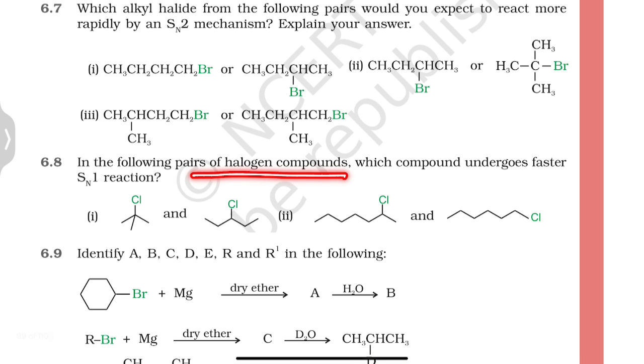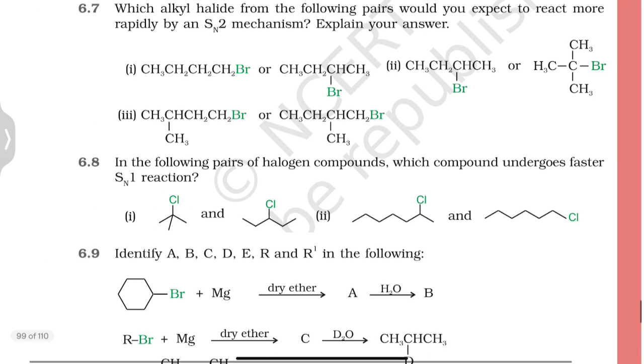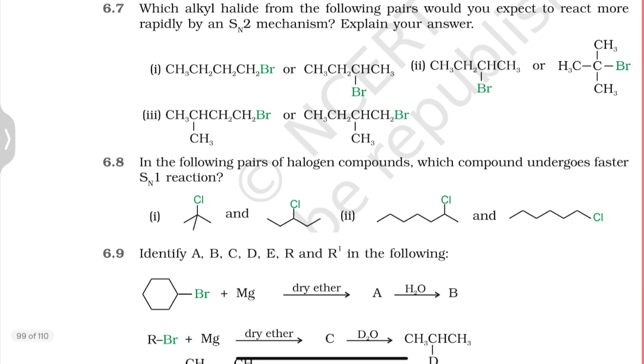Next, in the following pairs of halogen compounds, which compound undergoes faster SN1 reaction? For SN1 reaction, the rate of reaction will be greater for tertiary, then secondary, and then primary. So here we will compare these two. Here halogen is attached to tertiary and here halogen is attached to secondary. So the rate will be greater in tertiary.